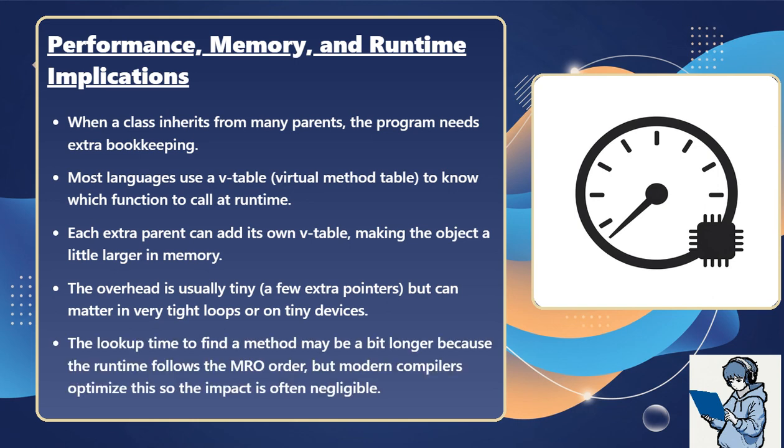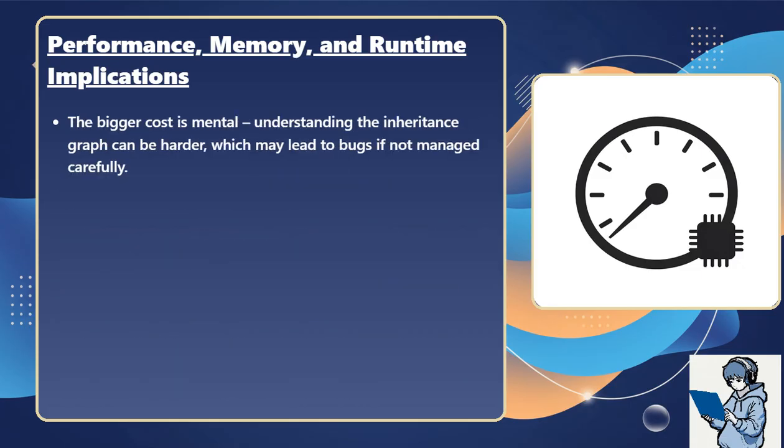The lookup time to find a method may be a bit longer because the runtime follows the MRO order, but modern compilers optimize this, so the impact is often negligible. The bigger cost is mental understanding. The inheritance graph can be harder to follow, which may lead to bugs if not managed carefully.